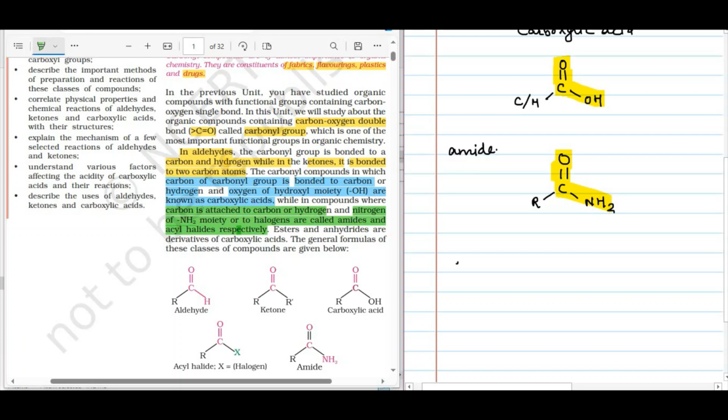Now come to acyl halide. So this is the carbonyl carbon, C double bond O. This is the carbonyl group. On one side it is bonded to an alkyl group and on the other side it is bonded to a halogen. So this group, C double bond O X, is called the acyl halide group.